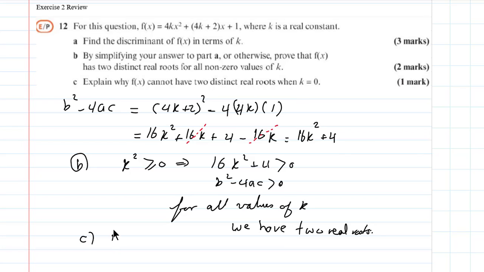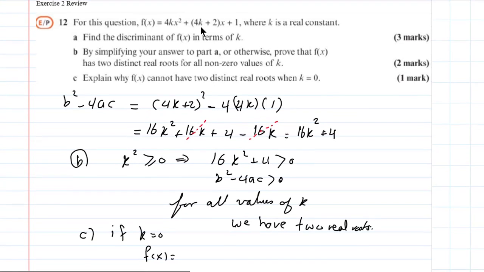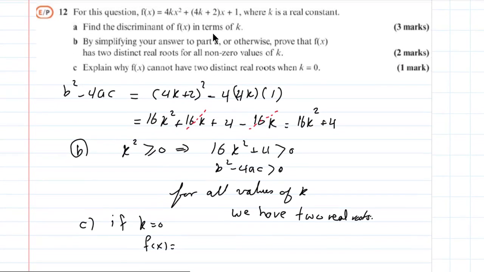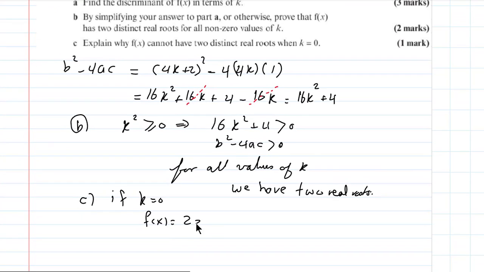And then explain why f of x cannot have two distinct real roots when k equals 0. If k equals 0, look at the first line here. If k equals 0, f of x will be what? Will be without k here, 0, and then it will be, I think, 2x plus 1, right? 2x plus 1, which is what? Which is a linear function, which means that we have only one solution.